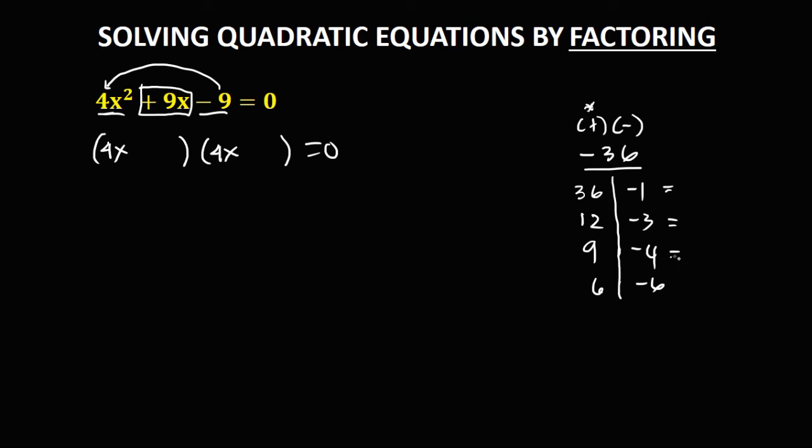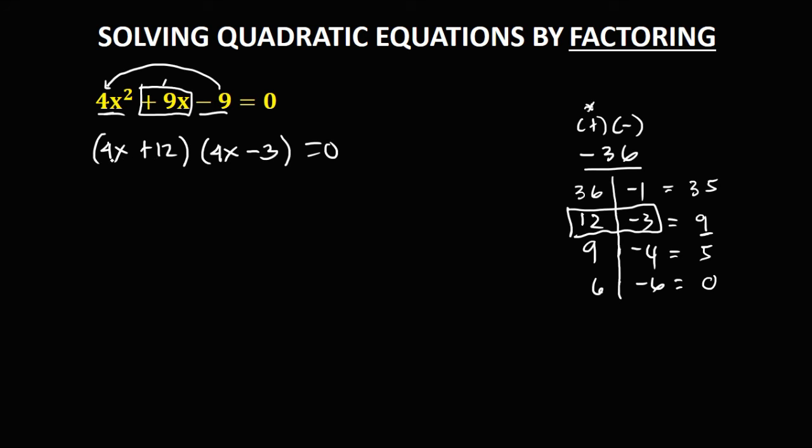Then add the factors. So 36 minus 1 is 35. 12 minus 3 is 9. 9 minus 4 is 5. And 6 minus 6 is 0. Since the middle term is positive 9, these are the factors of this negative 36: positive 12 and negative 3.